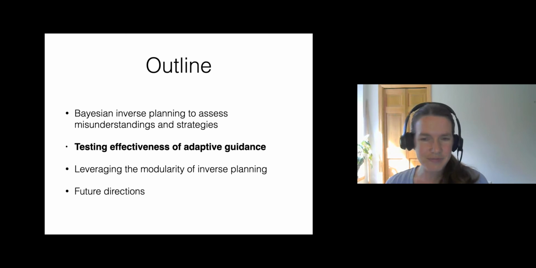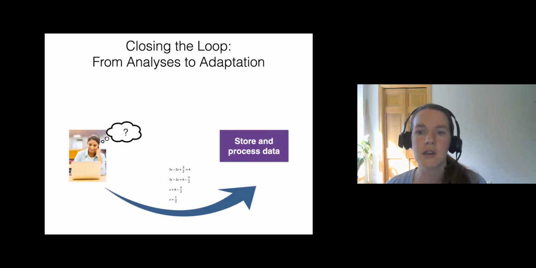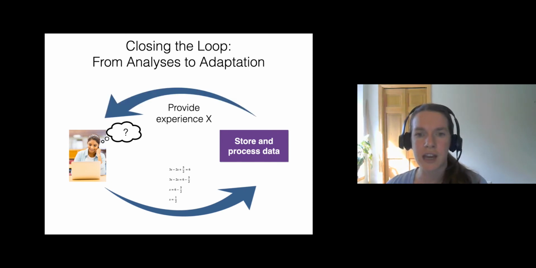Now, one of our goals with making these fine-grained inferences was to be able to build systems that could really respond to students. So we wanted to move beyond storing and processing data to try to think about how can we provide experiences to students based on our inferences about their understanding. And so I want to tell you a little bit about how we did that for equation solving.